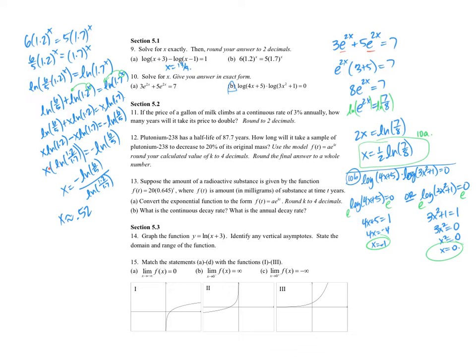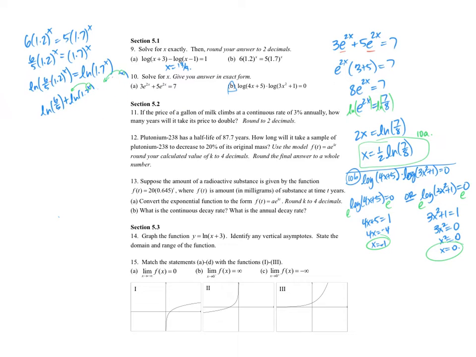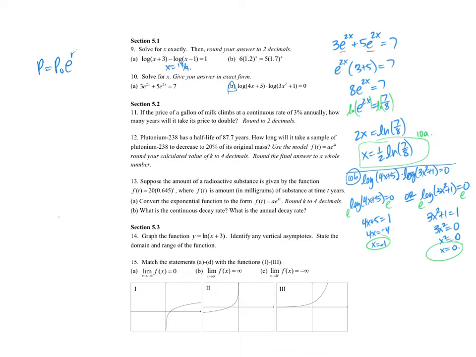Okay, how about 11? It says, if the price of a gallon of milk climbs at a continuous rate of 3% annually, how many years will it take for the price of milk to double? So we're going to use this model here, P equals P naught e to the RT. And our rate here is 3%. And then we want the price to double. So in other words, we want this value to be twice the initial value.